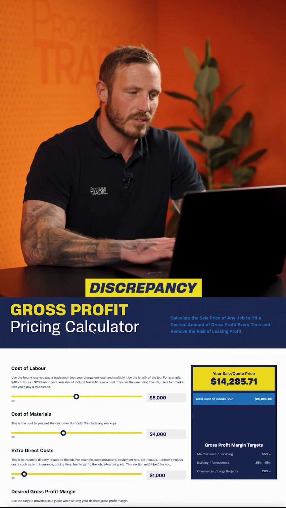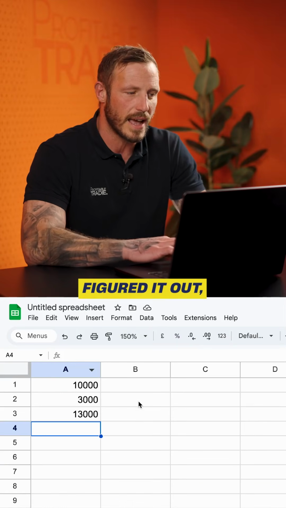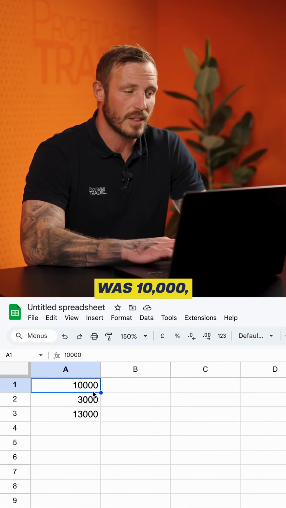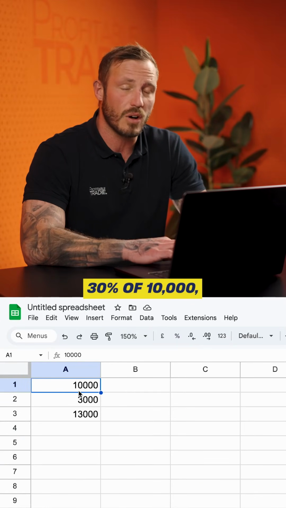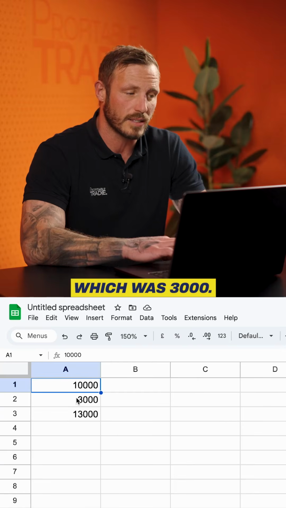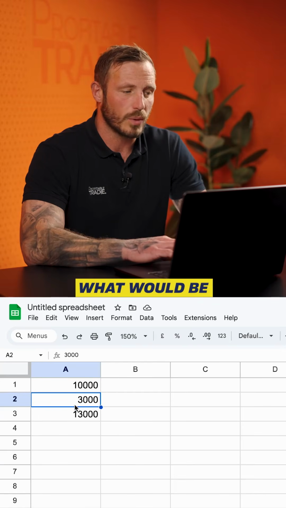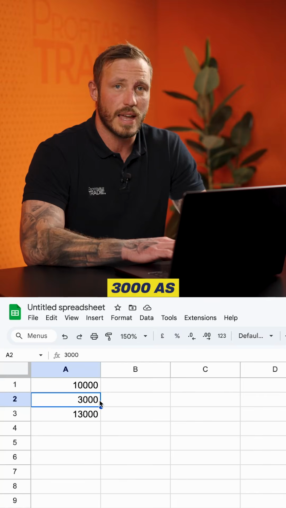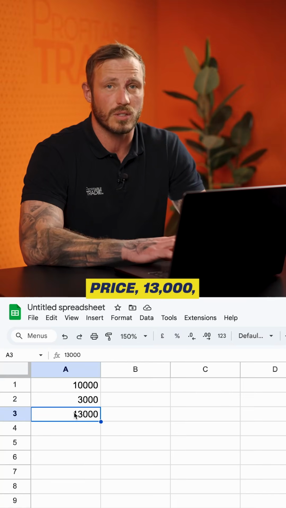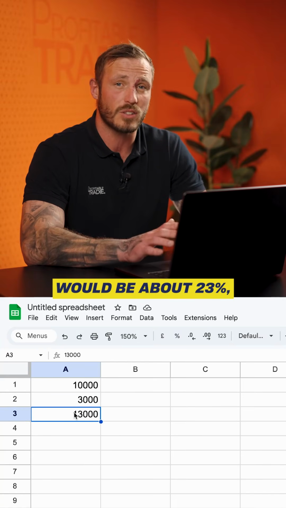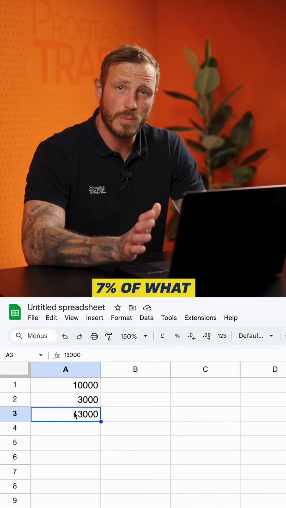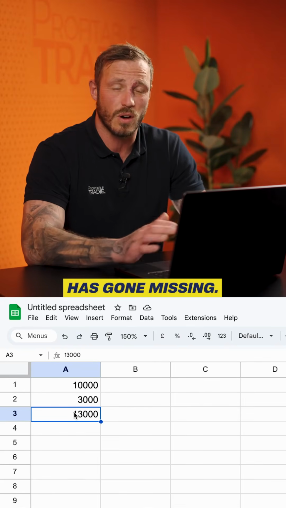Now the reason for this discrepancy is because when you first figured it out, if you figured out your cost of goods was $10,000, you added 30% of $10,000, which was $3,000. That's a markup. But if we're looking at it in terms of margin, what we'd be looking at is what is this $3,000 as a percentage of the sale price, $13,000, which in this case would be about 23%, meaning that 7% of what you thought you were making has gone missing.